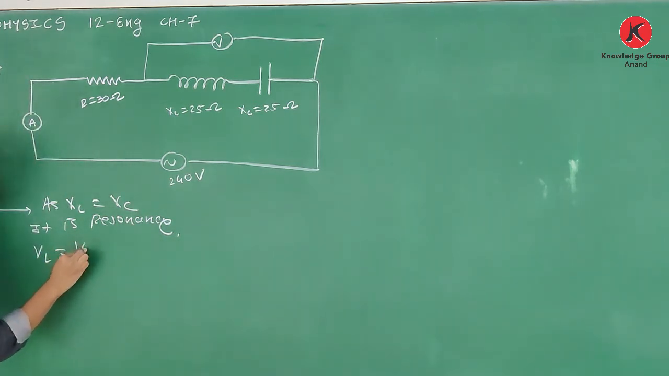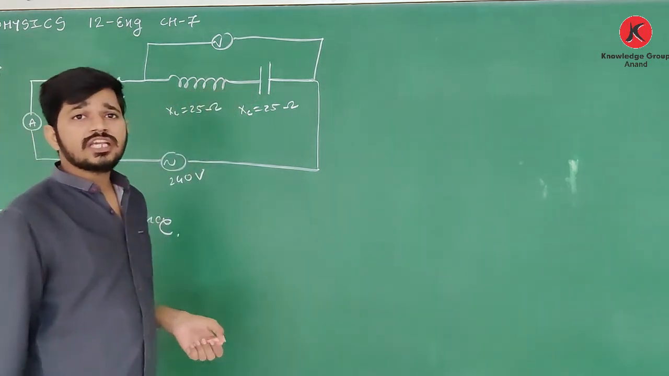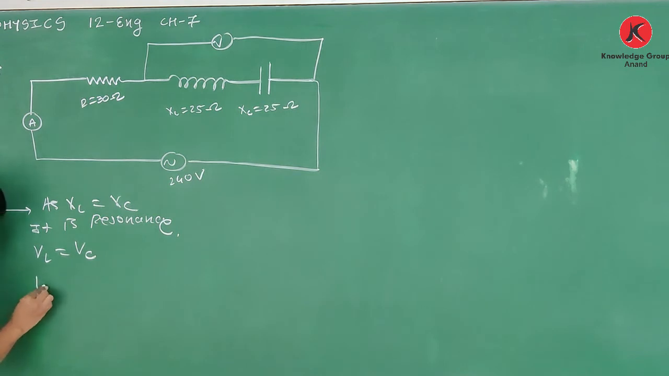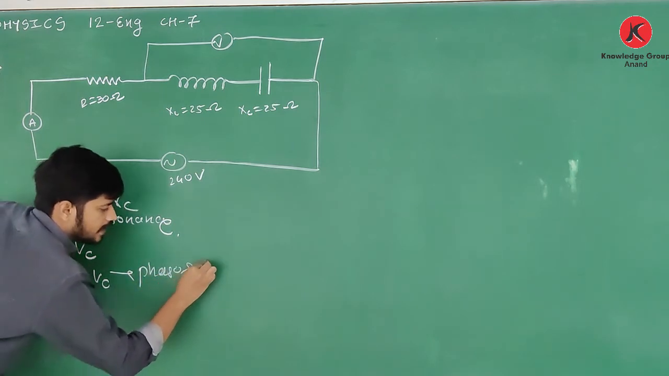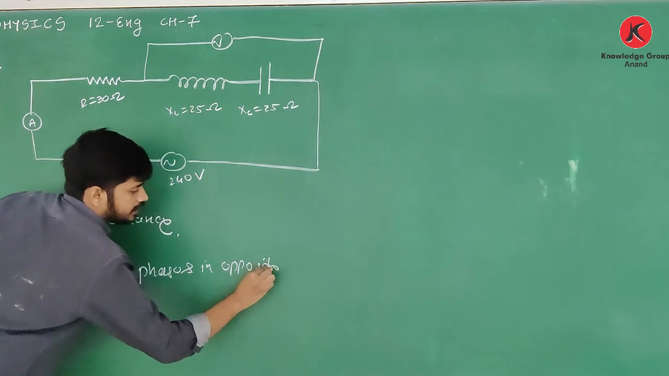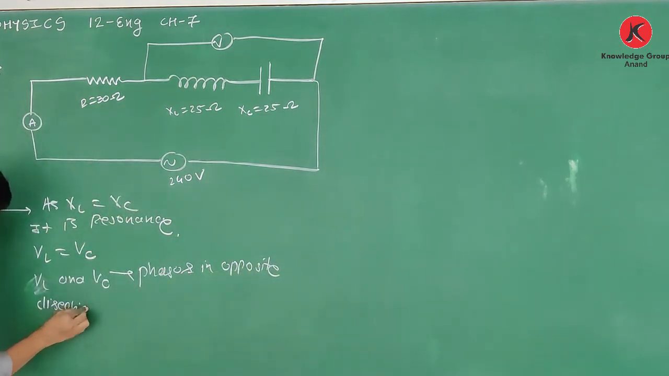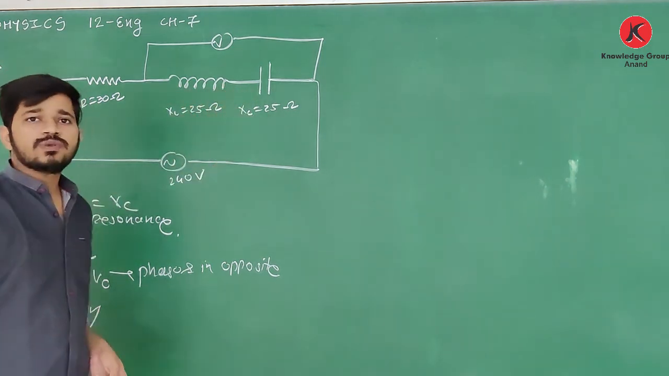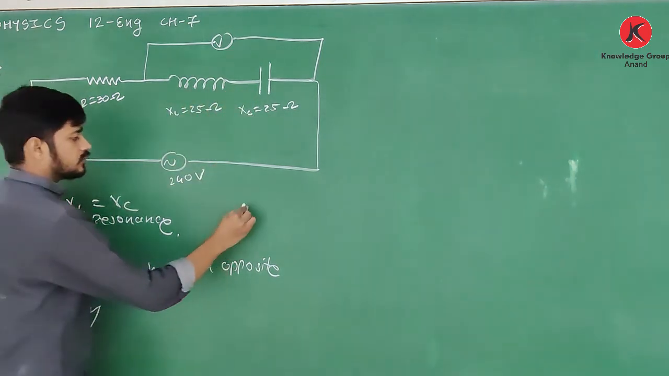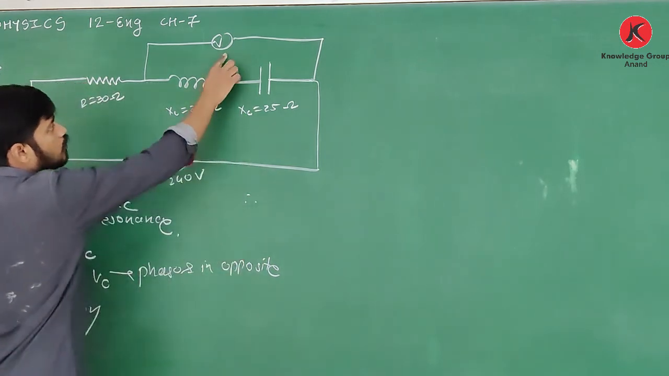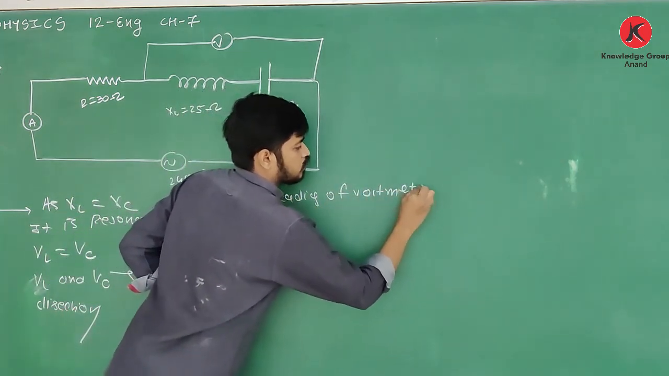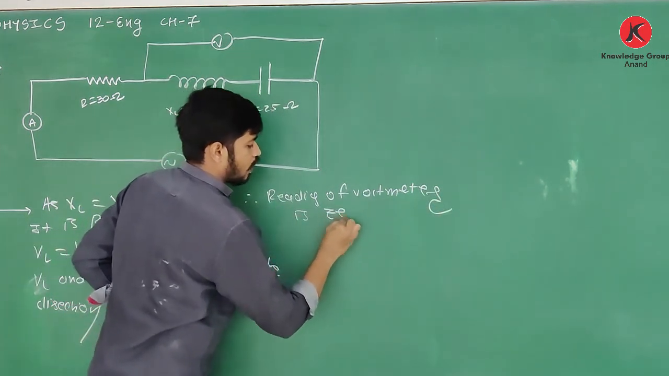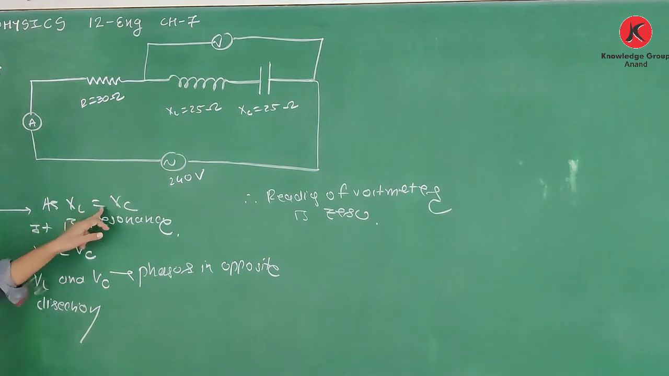As XL is equal to XC, here VL is equal to VC, and we know that the phasors of VL and VC are in opposite directions. So their resultant will be 0. Therefore the reading of the voltmeter is 0. Why 0? Because XL is equal to XC. In series connection, current is same. So VL is also equal to VC.